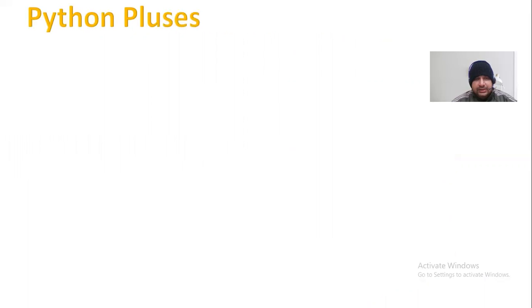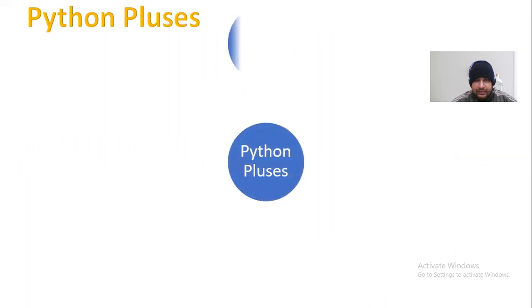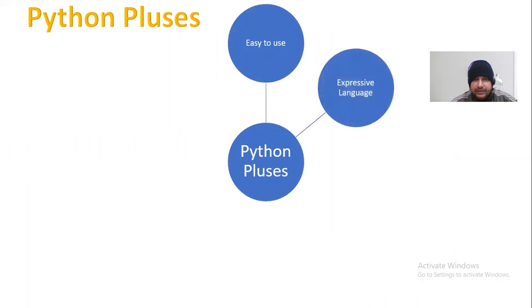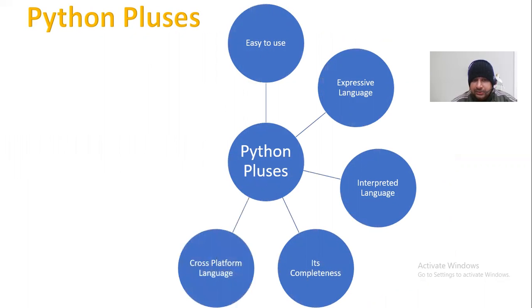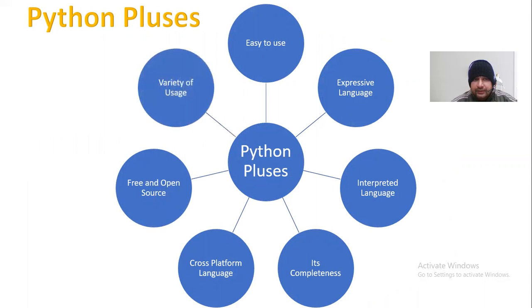Now, there are certain pluses of Python. The first is it's easy to use, it's a very expressive language, it's an interpreted language, it's completeness, it's a cross-platform language, free and open source software, and a variety of uses. We'll be talking in detail about these topics.